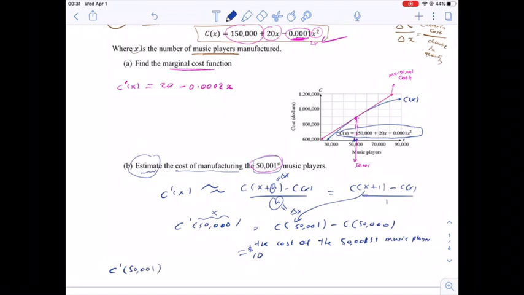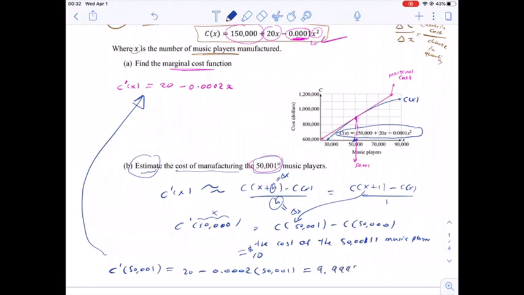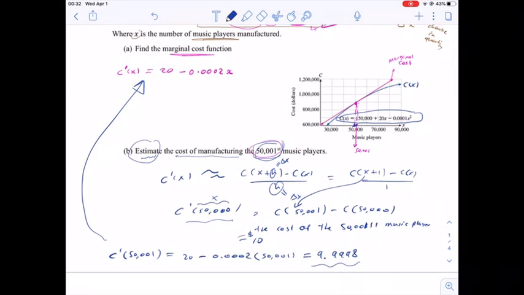This is just an estimate, but if we want to find the exact value for the derivative at 50,001, we need to plug this into the derivative, so we get 20 minus 0.0002 times 50,001, and that gives us 9.9998. As we can see, the other value is just an approximation of the derivative at 50,001. So this is just an estimate, but this is exact.